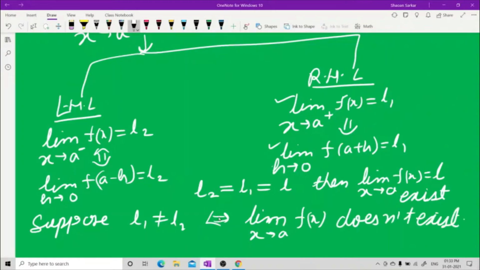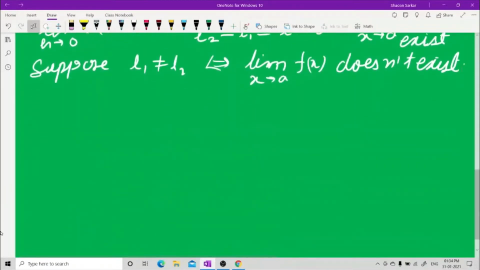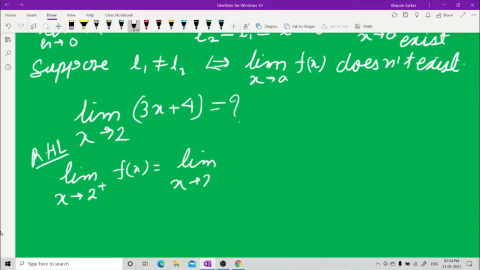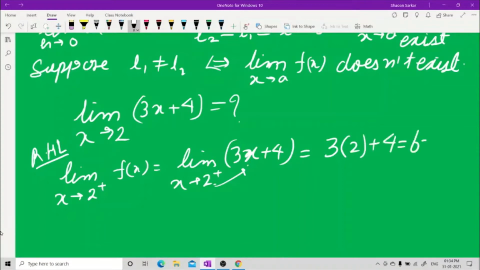Let us take some examples and do it. Let me take limit x tending to 2 of 3x plus 4. So let us find out the limit. Limit x tending to 2 plus, that is the right hand limit, RHL, of f(x), equals limit x tending to 2 plus of 3x plus 4. Just put the value of x here, this will become 3 into 2 plus 4, that is 6 plus 4, and that is 10.